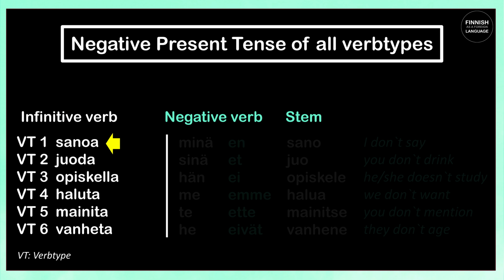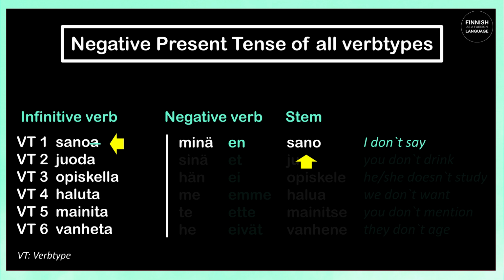Sanoa means to say. We want to say I don't say, so I don't is minä en, and now we have to add the verb stem, which is sano. So minä en sano means I don't say. By the way, how do we receive the verb stem of verb type 1? We have to remove the last letter a or ä from the infinitive verb. So that means from sanoa we remove the last letter a and we remain with sano, which is our verb stem. So that is why we say minä en sano.